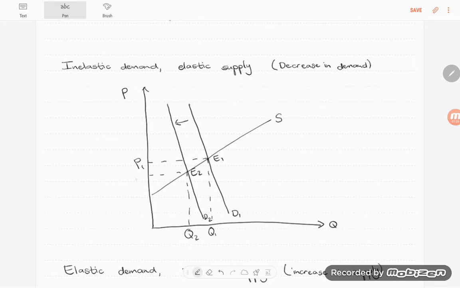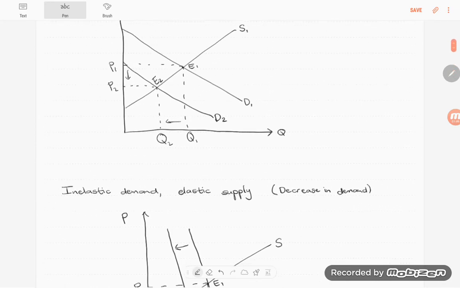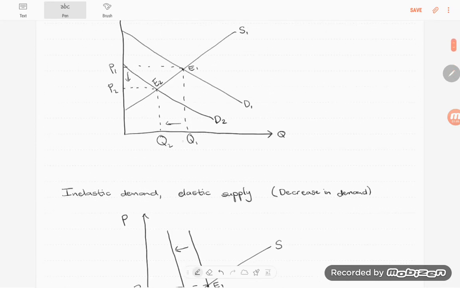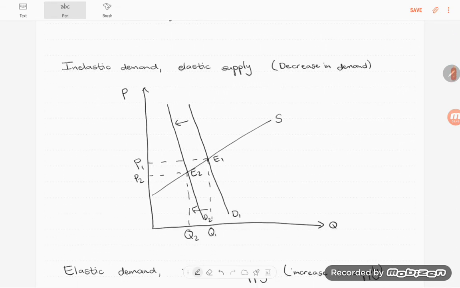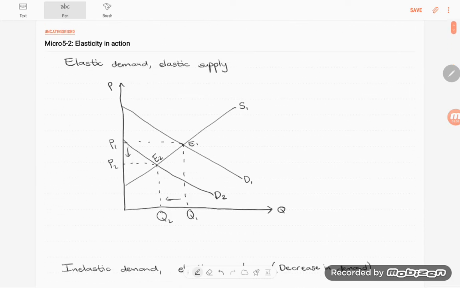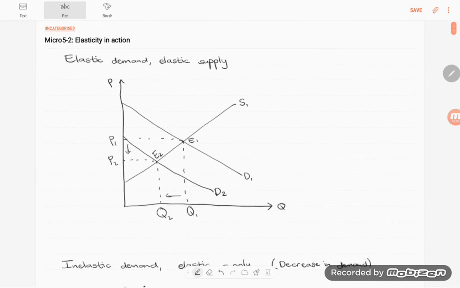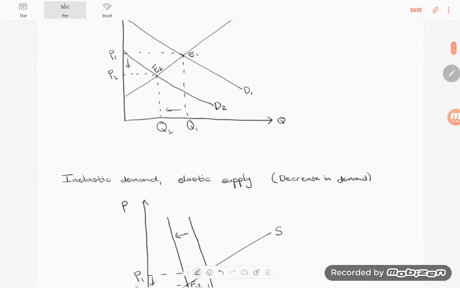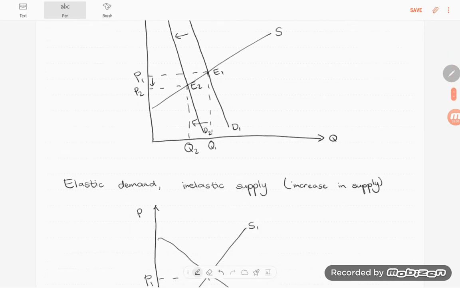and this is what I want to point out to you. You see the quantity demanded changed from Q1 to Q2. If we look at our previous example, it's a similar decrease in the quantity demanded. However, if we look at the price with an inelastic demand, P1 to P2, the price change is much smaller than we had with both elastic demand and elastic supply.